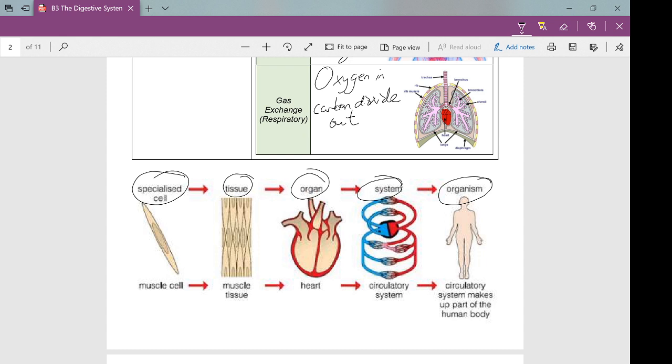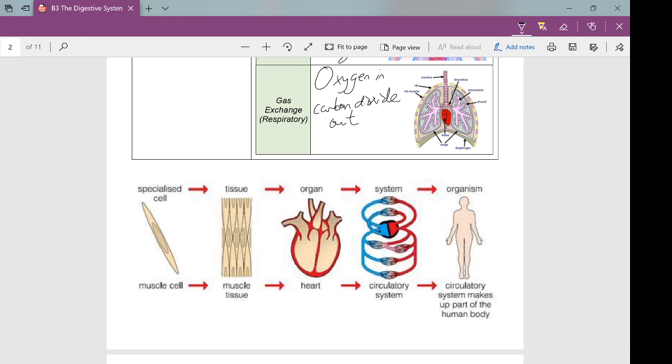And at the very bottom, we have an example of that. We can start off with a specialized cell, a muscle cell. A bunch of muscle cells together make a muscle tissue. Muscle tissue combined with other types of tissue, such as nerve tissue, epithelial tissue, etc., would make an organ, such as the heart. The heart and your blood vessels combine to make the circulatory system. And then the circulatory system with the other types of systems, such as the digestive and the gas exchange, all form the organism.